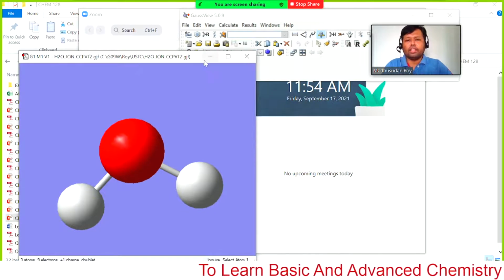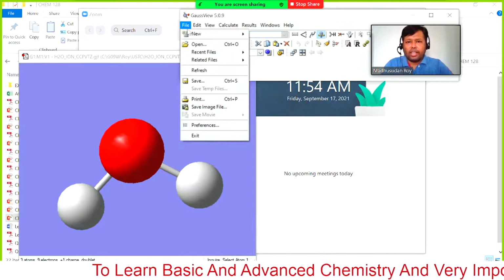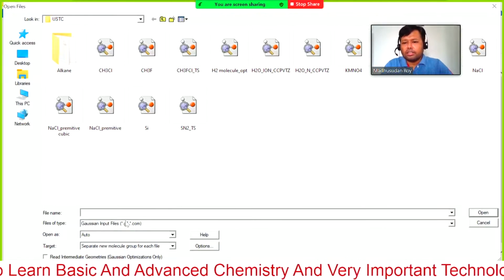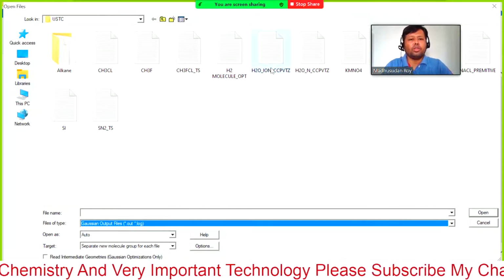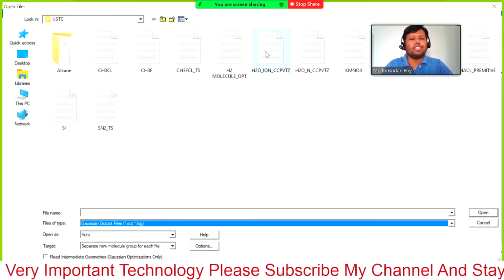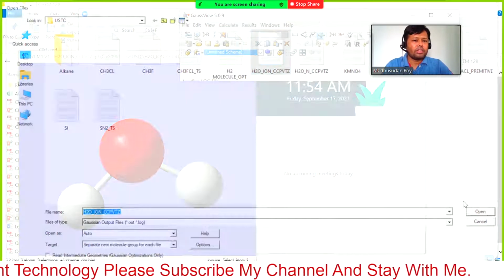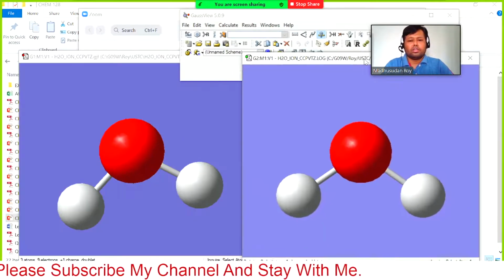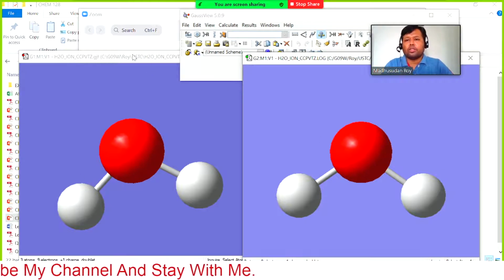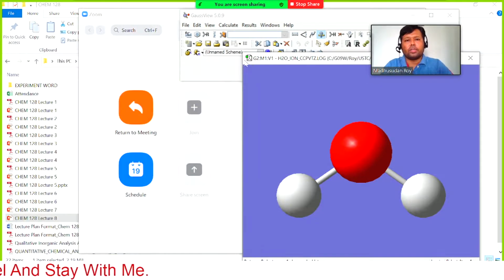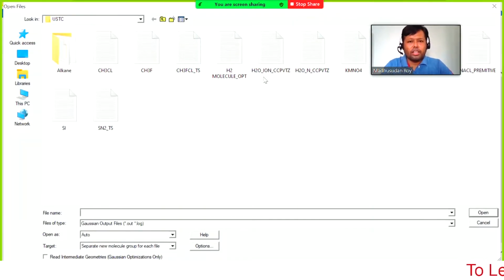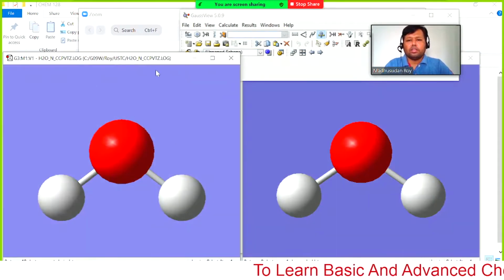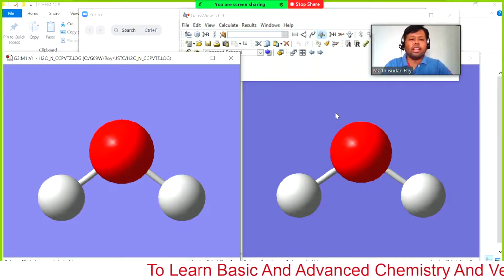So if we open the file, we want to open the output file, and that is our ion, H2O ion cc-pVTZ. This is our neutral, this is our ion. So I want to open this one. Now see this structure. Oh, that is our input structure. If we want to open the output file of the neutral, that is neutral. So that is neutral, and this is ion.